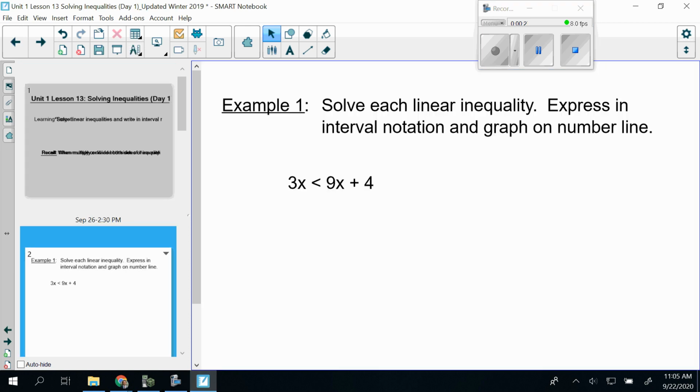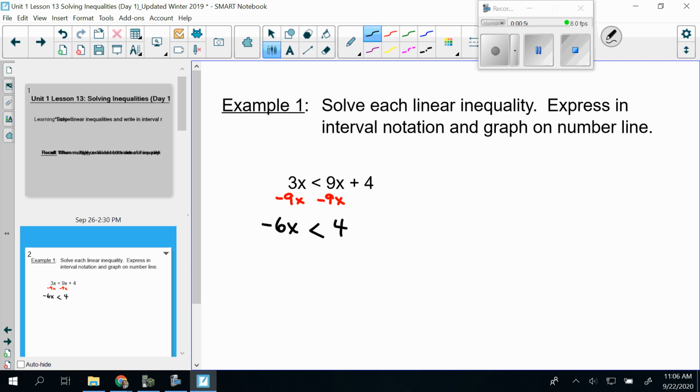All right, let's try some out here. So if we're going to solve this one, you want to solve it just like you would an equal sign problem. So here, let's try to get our x's on the same side. Since we only have one number here, let's keep that there. Let's move the 9x to the other side by subtracting. Subtracting, don't ever have to worry about anything when you're adding or subtracting. Keep the sign the same way. So now we've got negative 6x on this side, 4 on this side.